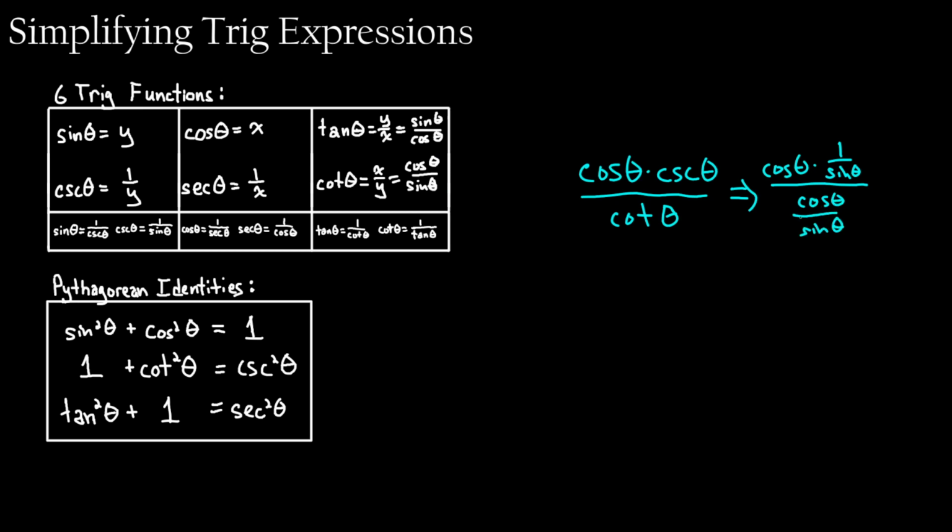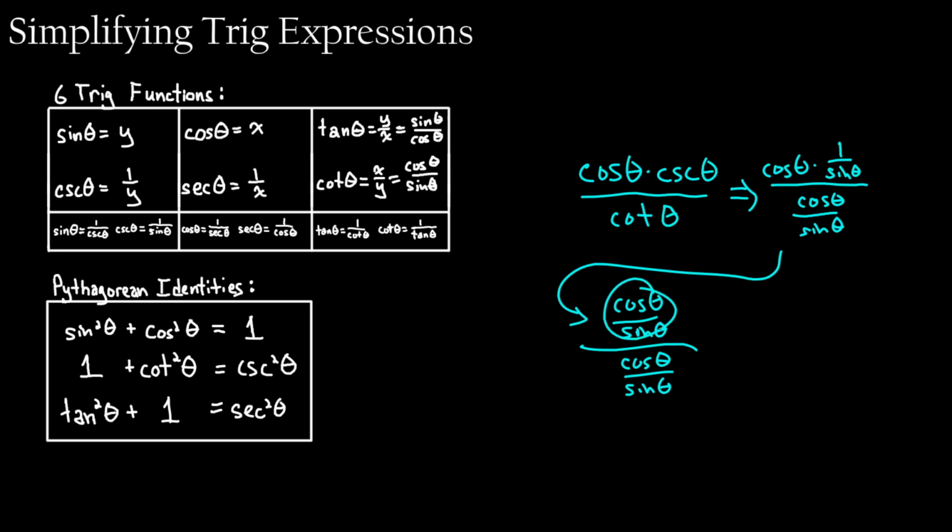Okay. All right, so let's go ahead and bring this down here. So cosine times 1 over sine is cosine over sine. And then we have divided by cosine over sine. So this is literally one thing divided by itself, which is 1.